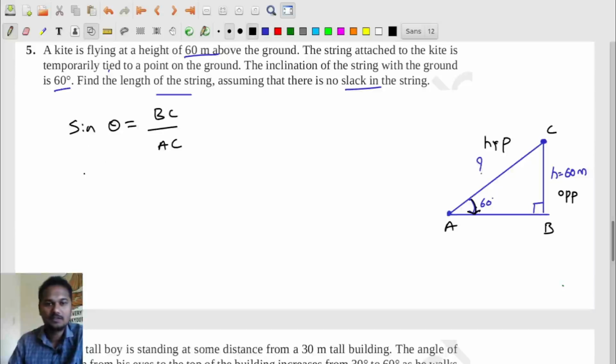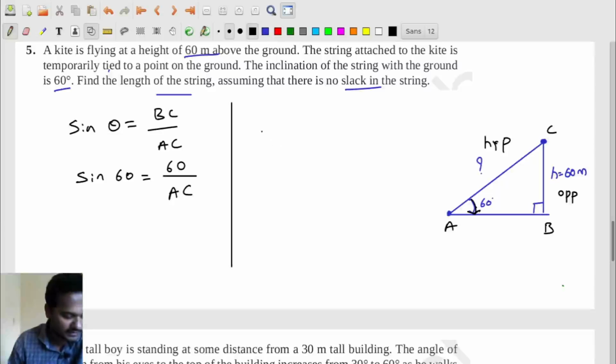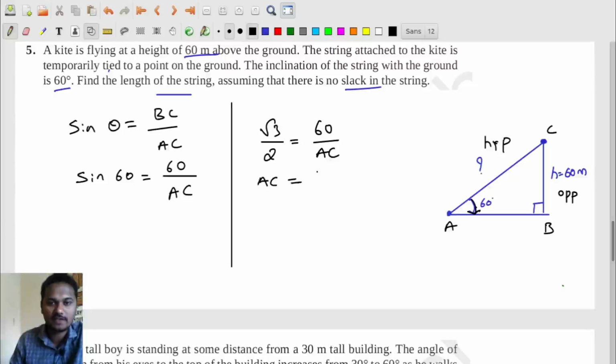Theta is 60, so sine 60 is equal to BC, that is 60 meters, divided by AC, that is our required length. Now substitute the value of sine 60. What is sine 60? Sine 60 is root 3 by 2. Root 3 by 2 is equal to 60 divided by AC. Now cross multiply. So if you cross multiply, you will get AC is equal to 60 into 2 divided by root 3, which is equal to 120 divided by root 3.